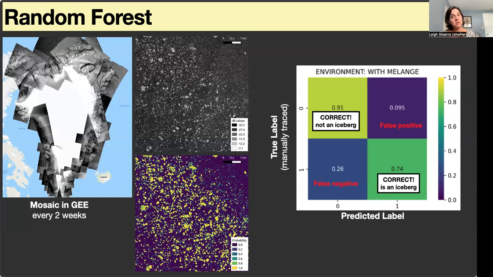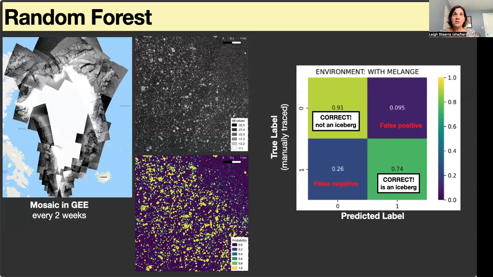So for every machine learning algorithm, you have to be really careful about what you're training for. If we only trained by tracing icebergs in one environment like the melange, then it would not do a good job finding those icebergs in open water or waves. So we have to make sure that we're covering all the environments we would find it in, in order to teach the model how to operate there.